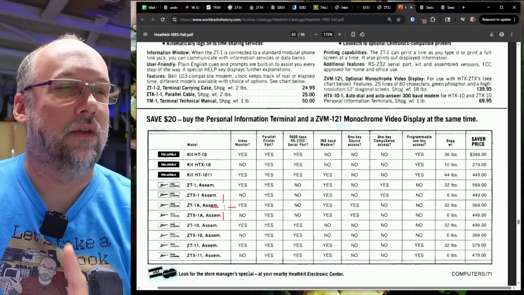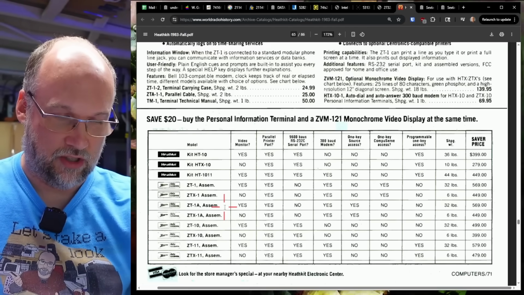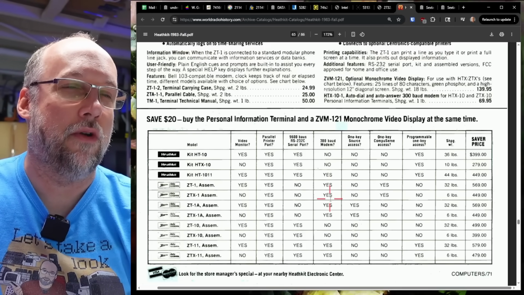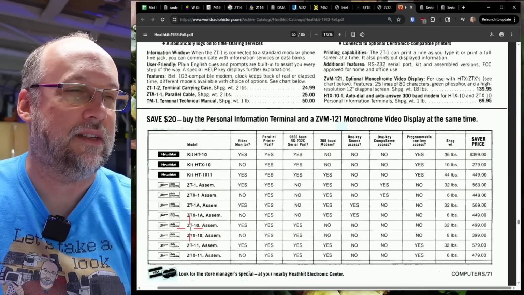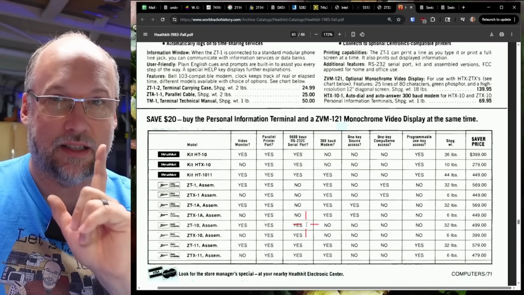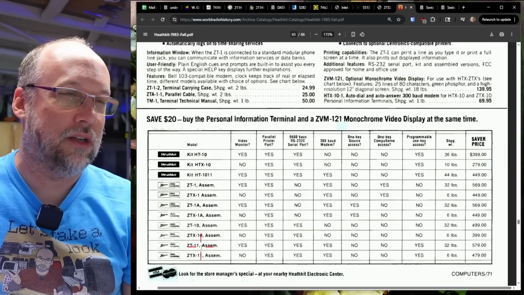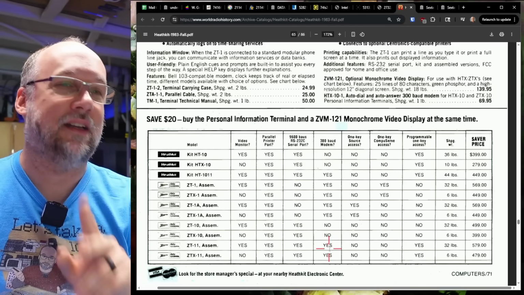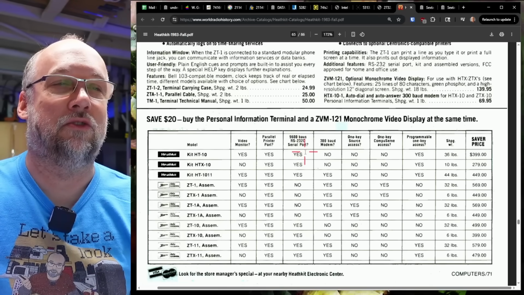Now what's interesting is all the ZT-1 subvariants, which is definitely what we have here, had the 300 baud modem, but there was also another variant, the ZT-10 and 11, that had a serial port and no modem. Well, actually no, the ZTX11 has a modem and a serial port, and it says here it goes up to 9600 baud.